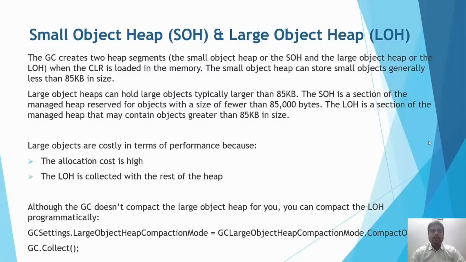So assume that you have 3 objects A, B, and C, and all these 3 objects have been stored in the SOH, that is the small object heap, and out of those, the object B has been removed. I mean the memory occupied by the object B has been reclaimed. In that case, there will be a memory hole between A and C, and this memory has to be compacted, because otherwise that would be a wastage.